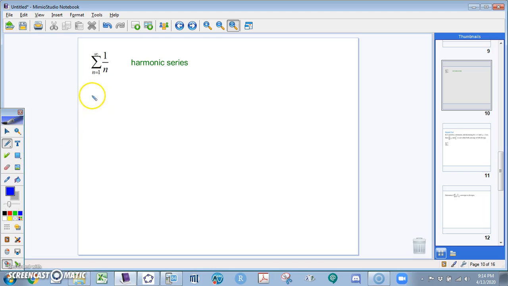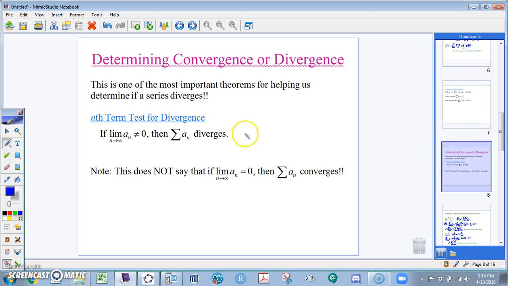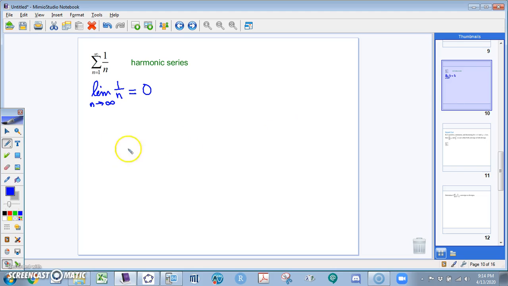So let's go look at the limit as n goes to infinity. I'll skip some of the notation here of the sequence. Well, we know enough to say that's definitely 0. That limit is 0. But based on this nth term test, that doesn't tell me anything. If the limit of the sequence is 0, I can't say that this necessarily converges. And in fact, let's look at this a little bit and see what happens.